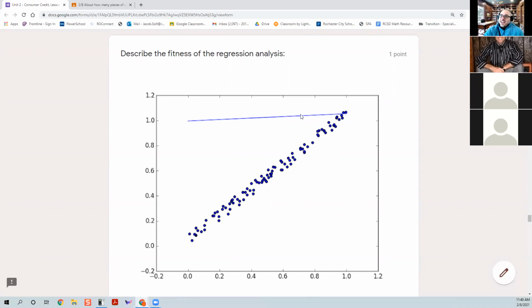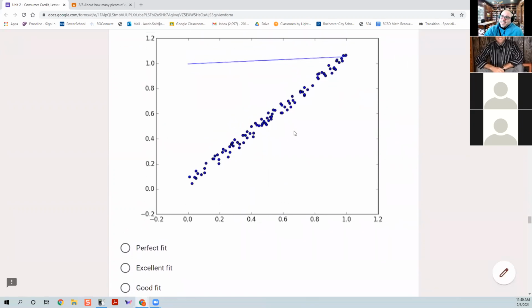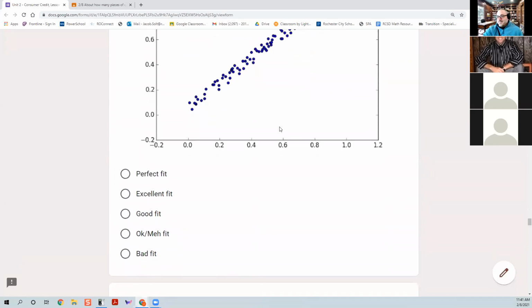Is this a good regression line for this data? It is linear, right? The function we're looking for is linear, but it's nowhere near this linear, right? That's not a good fit. That's a terrible fit. You're just looking at this and you're like, yeah, a line should go right here. What are you doing with this blue line up here? All right, bad fit.